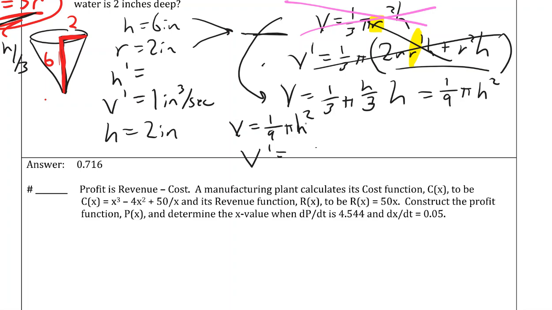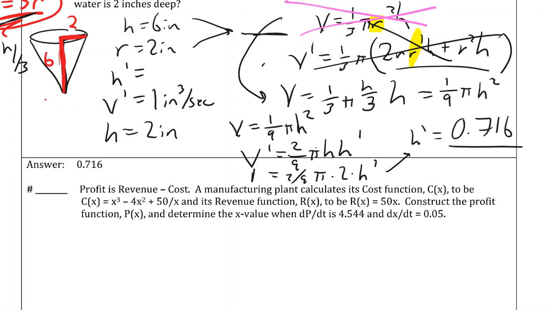So now when I do power rule, 1/9 pi is just a number, so I could just do power rule. Don't forget the h prime. Plug in 1 for V prime. Plug in 2 for h, and then solve for h prime. So in my calculator, I'm asking my calculator what is 1 divided by 2/9 pi, divided by another 2, and that gives me 0.716.